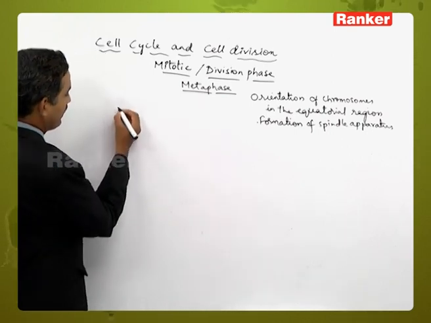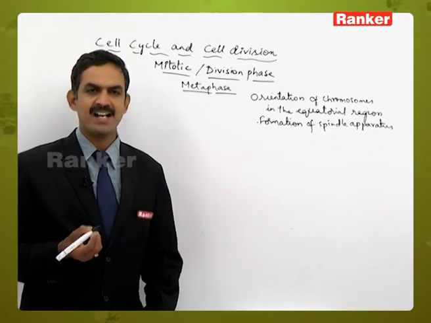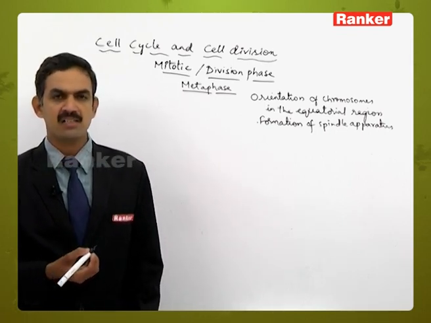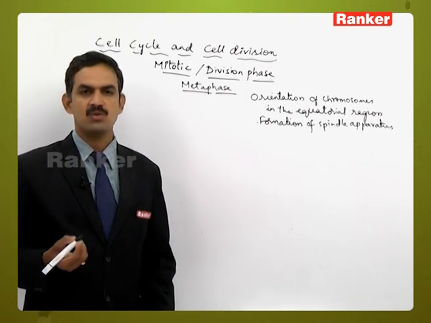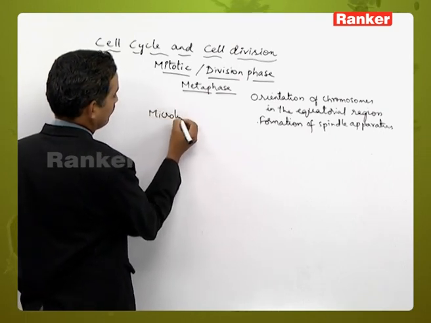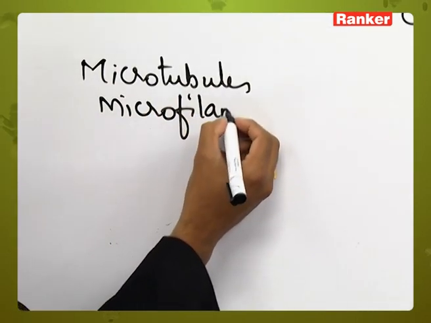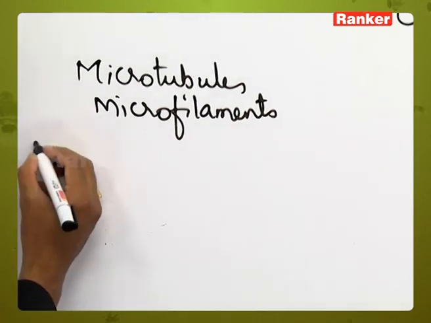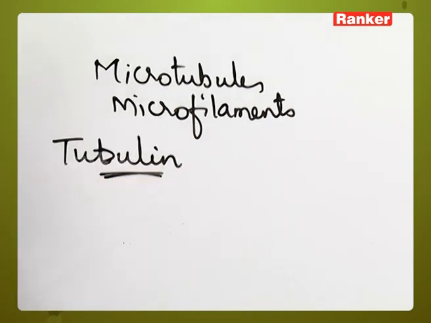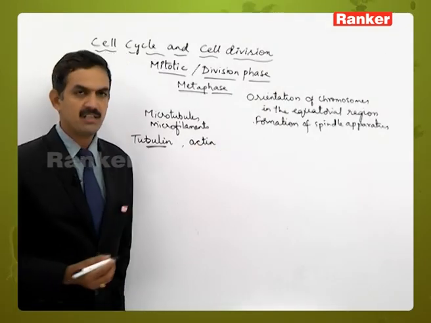So as we discussed, in the animal cells the amphiastral spindle fibers are formed. That is, amphi means two and astral means star shaped. So two star shaped spindle structures are formed, whereas in the plant cells there is no astral, so it is formed by the microtubules and the microfilaments. So these microtubules and microfilaments are made up of a protein called tubulin protein. Major quantity is made up of the tubulin protein. Apart from that one, the actin fiber is also present.